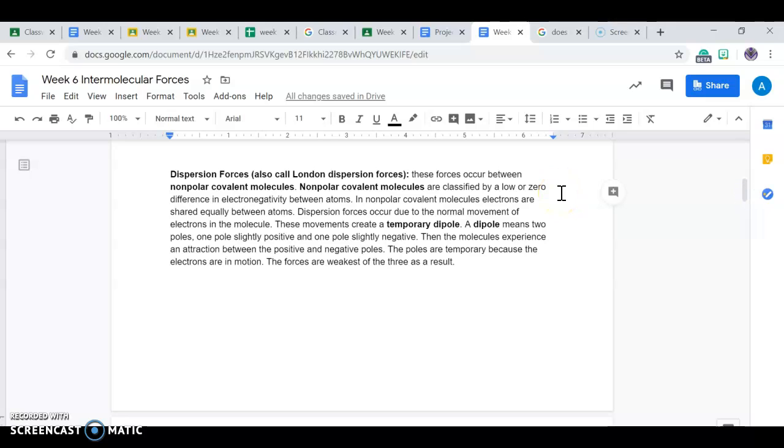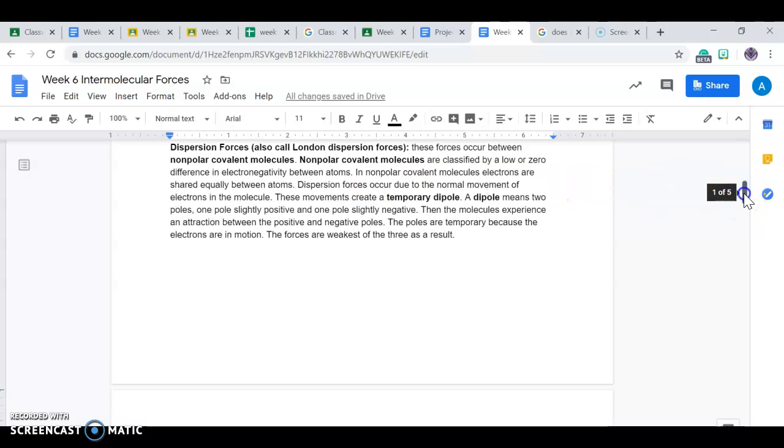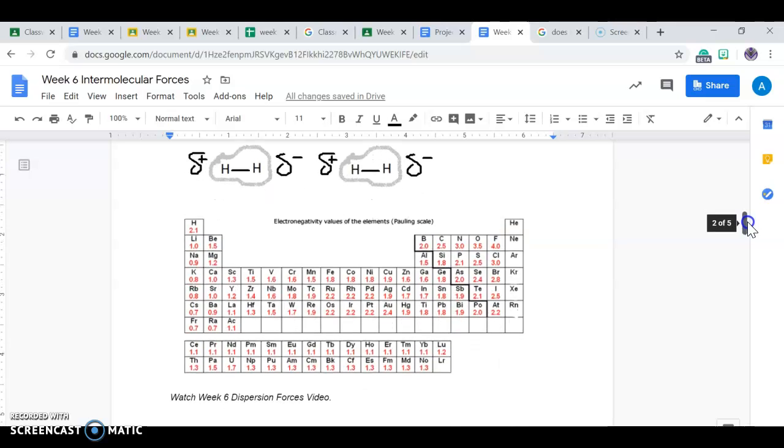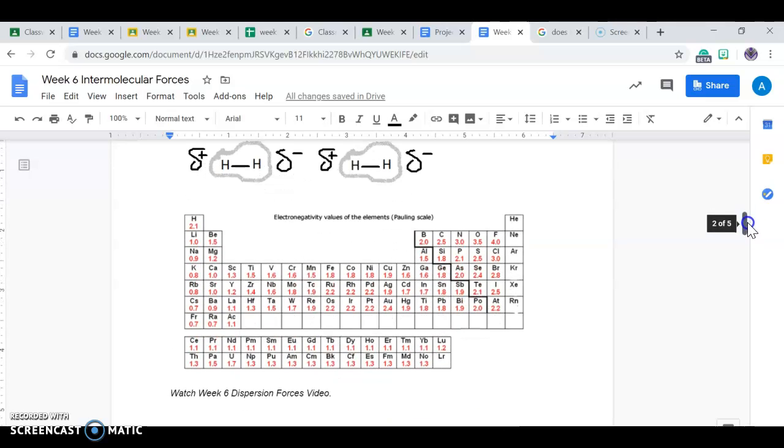They also call them London dispersion forces. This is the weakest. And this is going to be between non-polar covalent molecules. So remember, for non-polar covalent molecules, the difference in electronegativity is very small, or 0. It's less than 0.4 if we take two atoms and subtract them.